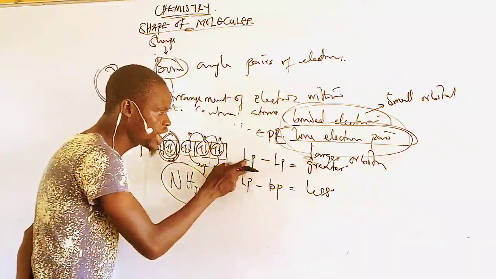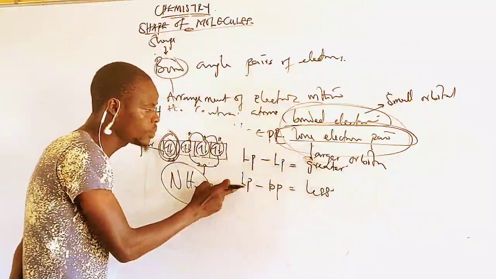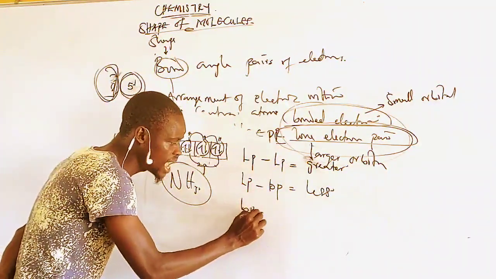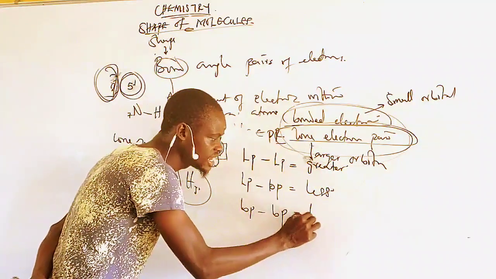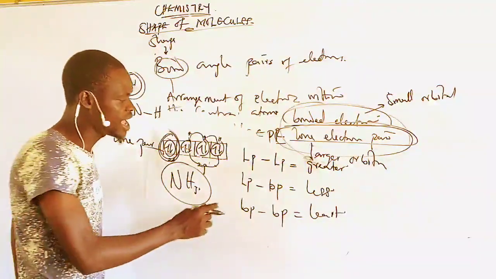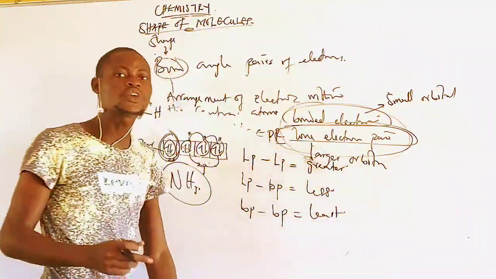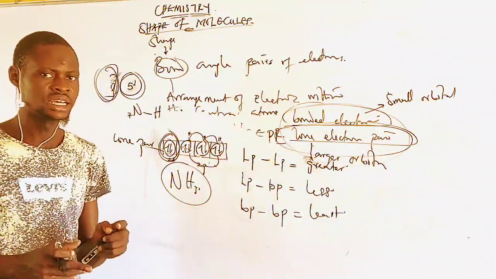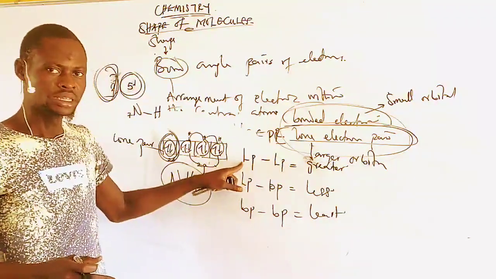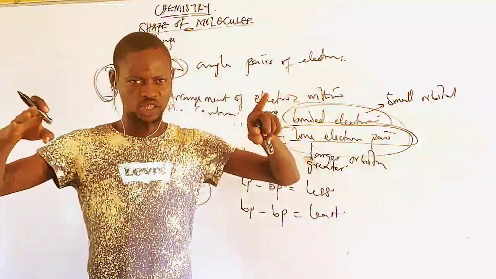The force between lone pair and lone pair is great. The force between lone pair and bonding pair is less, while the force between bonding pair and bonding pair is the least. Are you getting what I'm saying now? It simply means if I have a lone pair and a bond pair, the force that will form between them will be very less compared to the one formed between two lone pairs. So there is a greater force between two lone pairs of electrons.